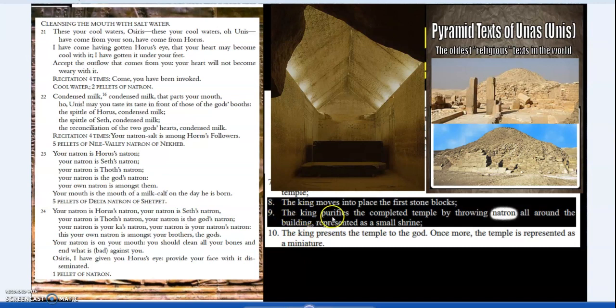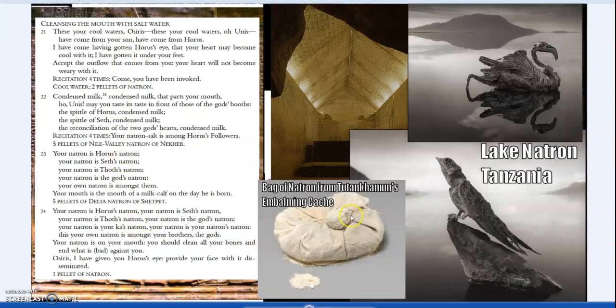And so step 9, the king purifies the temple by throwing natron all around the building, presented as a small shrine. In the pyramid texts, again, references natron. Now this is a bag of natron from Tutankhamun's embalming cache. Natron was very important in mummification. Lake Natron in Tanzania, because of its high calcium, mummifies creatures. There are lots of interesting pictures of creatures that have been mummified. It sucks the moisture out.